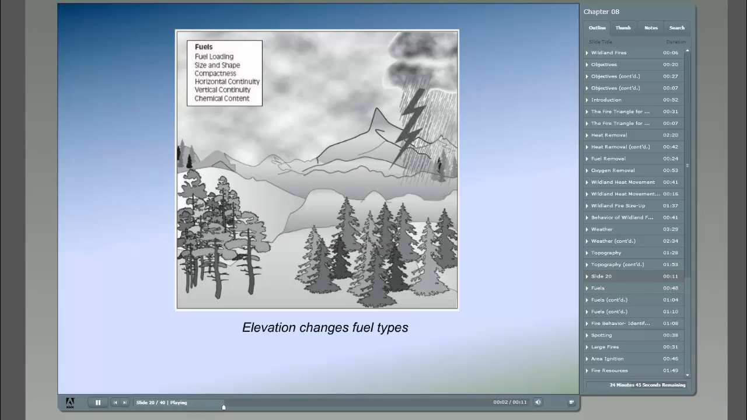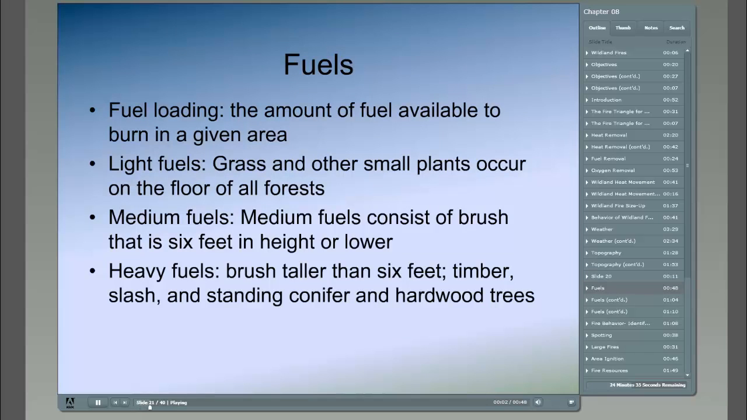As you get higher in elevation, the vegetation changes. Different altitude equals different fuel types. Understanding and identifying the type of fuels is critical to firefighter operations and safety. The amount of fuel available to burn in any given area is called fuel loading. Grass and other small plants that are found on the forest floor are light fuels. Medium fuels consist of brush that is 6 foot in height or lower, growing in fairly thick stands.